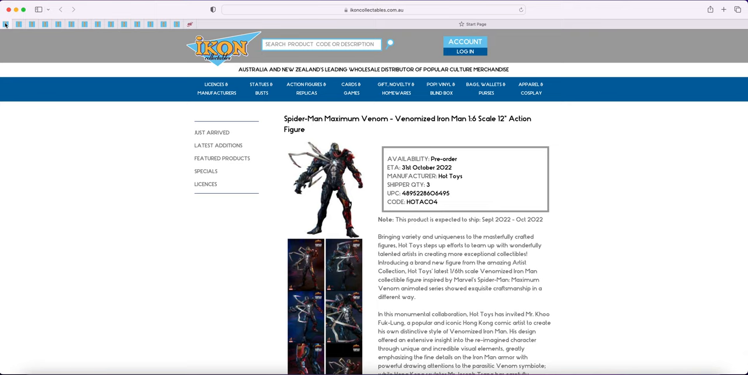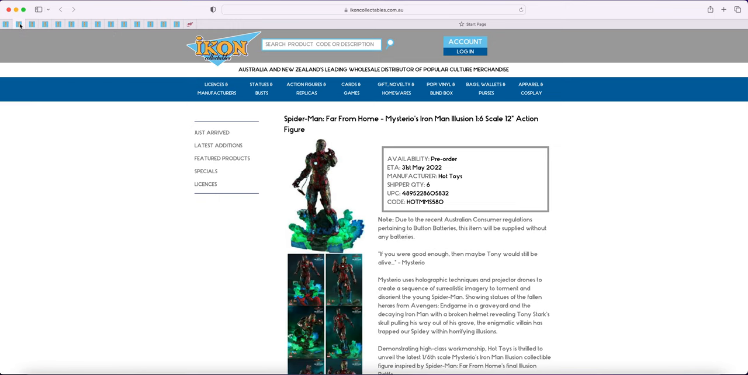So most of these have batteries. But you will notice that some of the figures, when we get there, they've changed the description to say that they will be supplied without the batteries. I think they've come to the realization that not supplying the batteries is good enough to supply to the public.